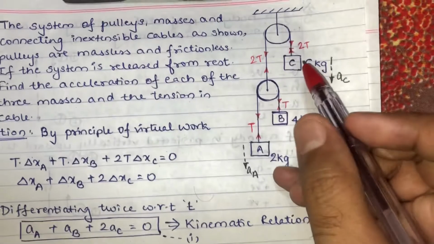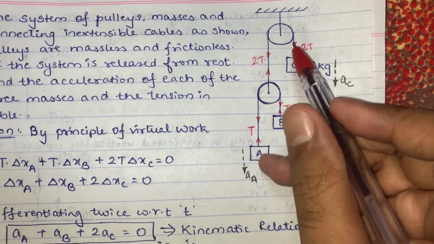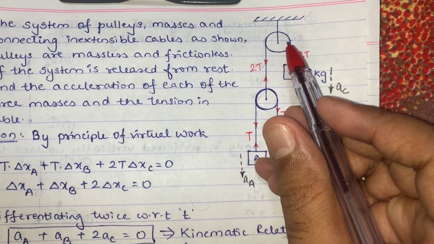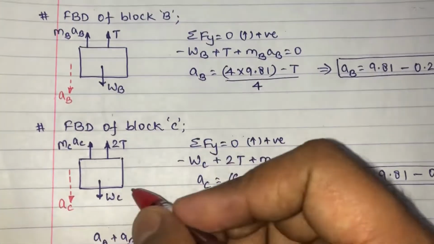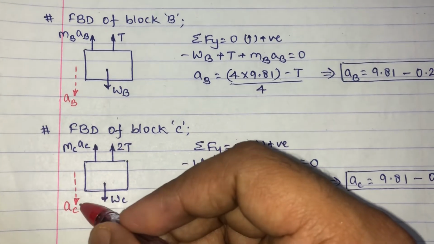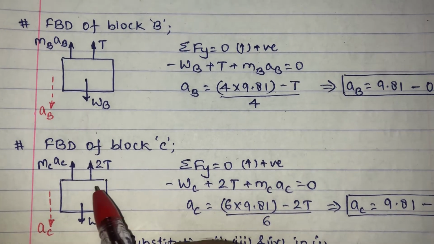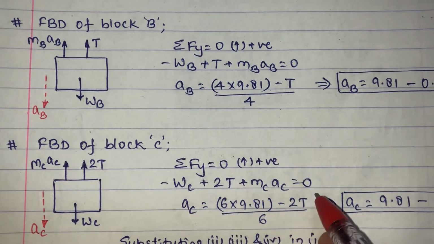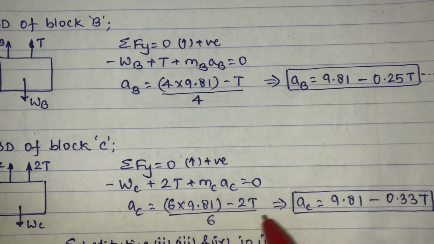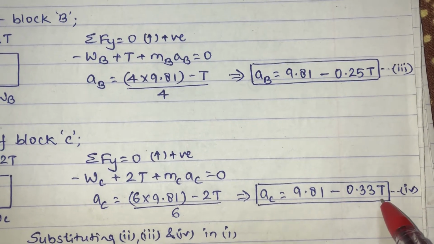Now similarly, block C. Weight WC is down, tension 2T is above, and since acceleration is down, the inertial force MC AC is above, opposite to the acceleration. So summation Fy equals 0: minus WC plus 2T plus MC AC equals 0. Proceeding further, AC equals 9.81 minus 0.33T.